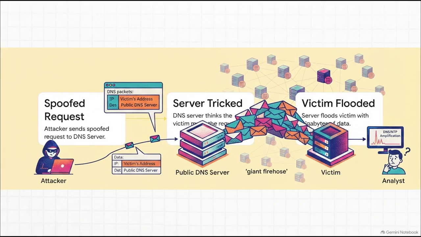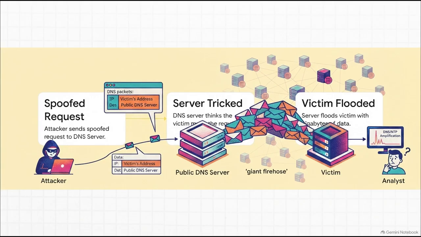Instead of attacking a victim directly, the attacker sends a spoofed request to an innocent third party, like a public DNS server. First, the attacker sends a tiny request, but they forge the source IP to be the victim's address. Next, the DNS server processes that request, totally unaware it was spoofed, and prepares a massive response. Finally, the DNS server sends that massive response to what it thinks is the requester, the victim. Now, imagine an attacker doing this not with one DNS server, but with thousands simultaneously.